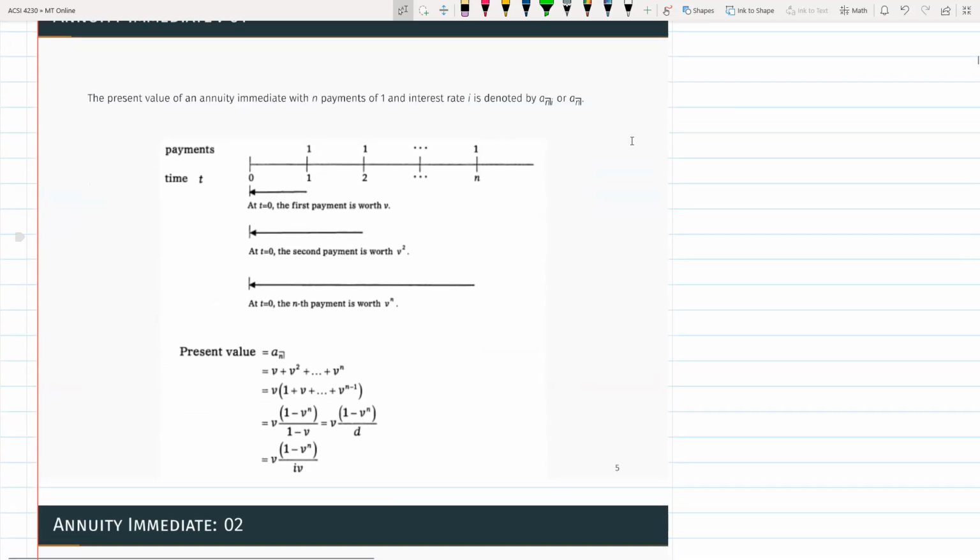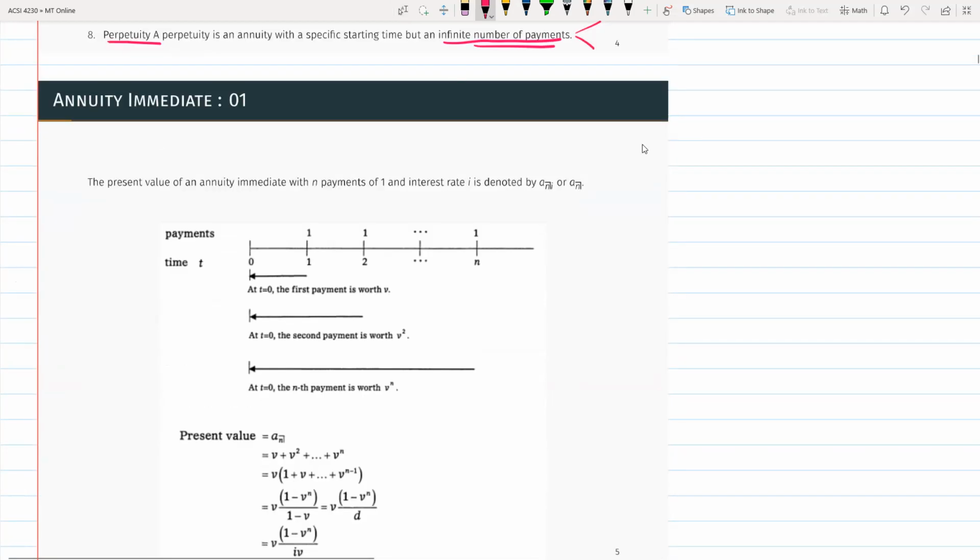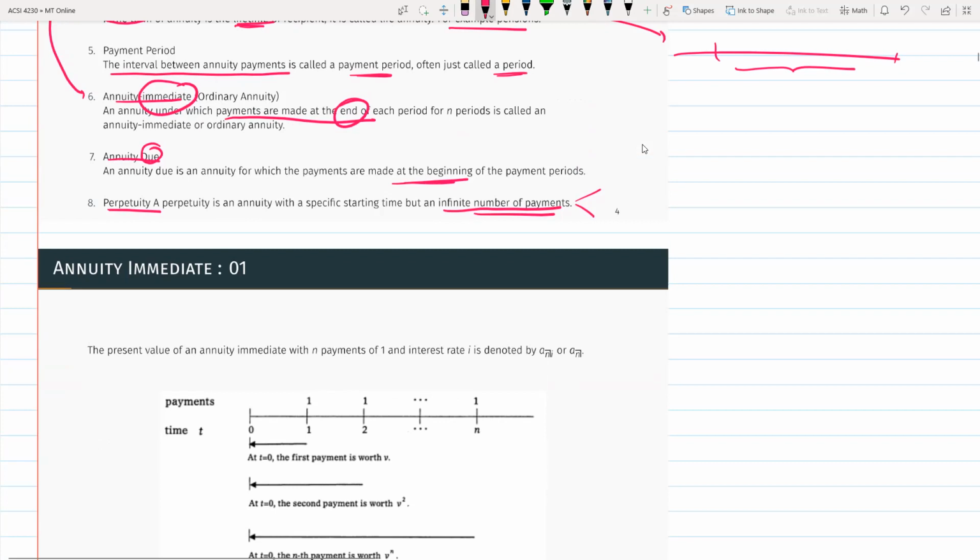So the first topic we are going to discuss, annuity immediate. So remember, these are a fixed number of payments with the first payment at the end of the first time period. Okay, so if you go back here, the annuity under which payments are made at the end of each period for n periods. So the number of payments is fixed.